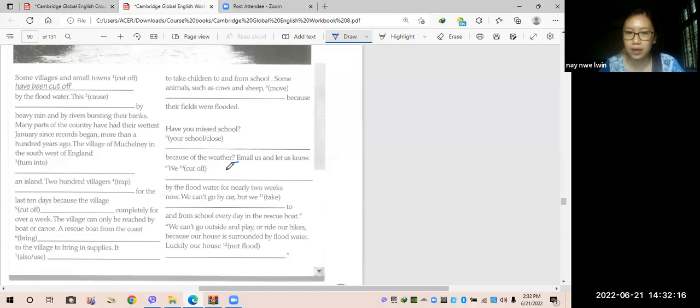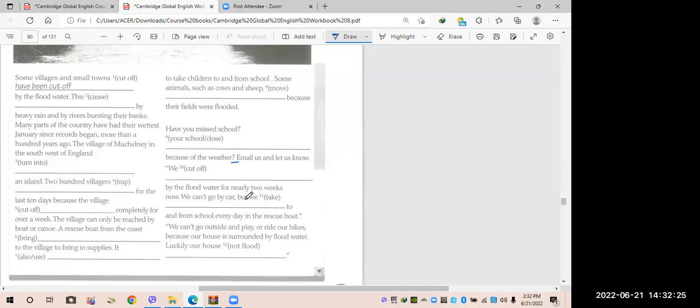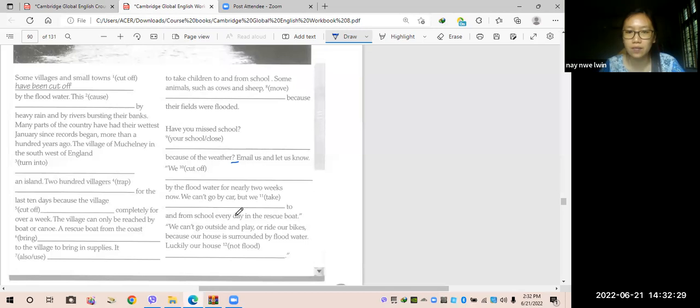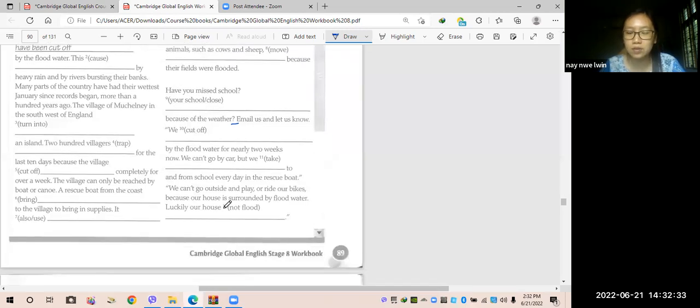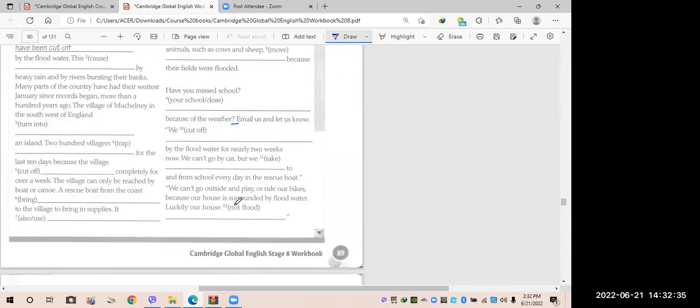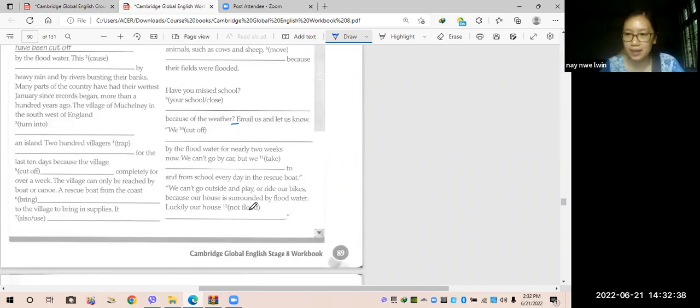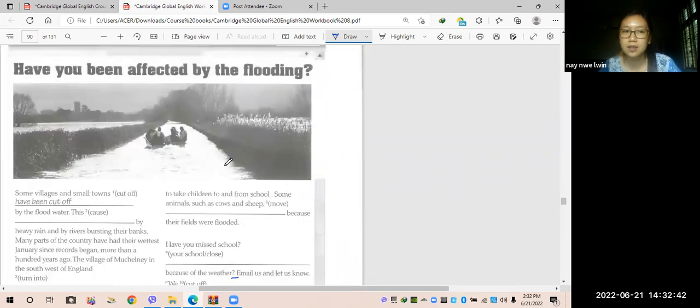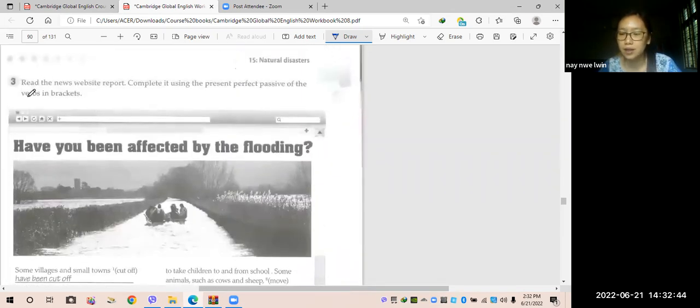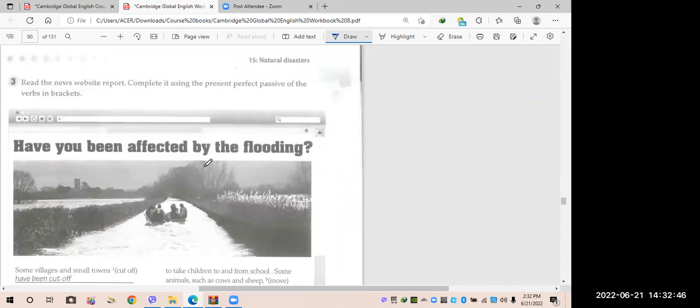Yes, we have been cut off, right? We have been cut off by the flood water for nearly 2 weeks now, and we can go by car, but we have been taken to and from school every day in the rescue boat. And how about the last one? Luckily, our house has not been flooded. Correct. So has everyone got all the answers for number 3? Yes, Chair.